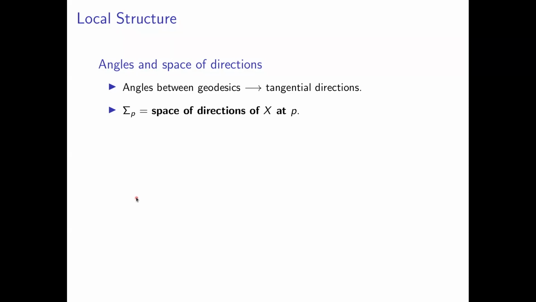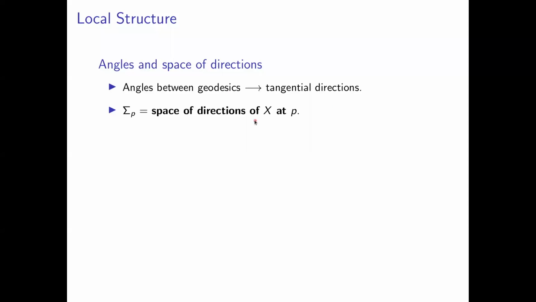It's called the space of directions. One can first define angles between geodesics, and this gives you a notion of a tangential direction. In the Riemannian case, these are tangent vectors. And then one constructs a space called the space of directions of X at P. Again, for a Riemannian manifold, this is the unit tangent sphere, and the corresponding object for an Alexandrov space is the space of directions.